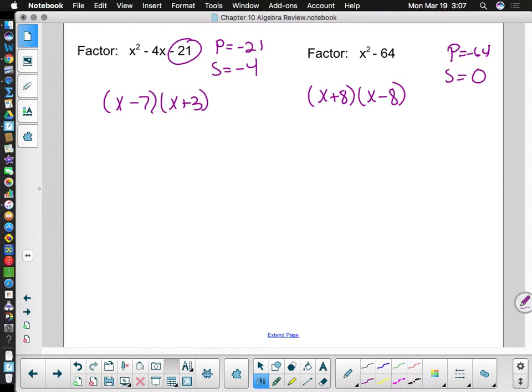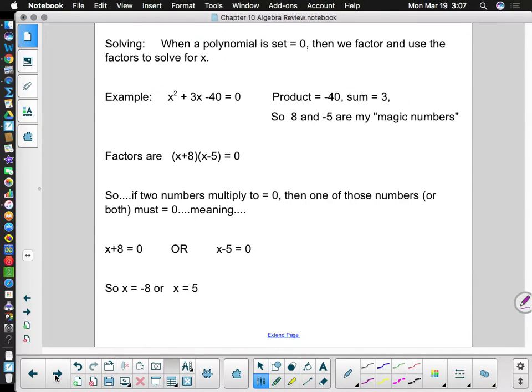Which is a difference of perfect squares. We saw that in multiplying. Now we're seeing it in factoring. All right, so we've FOILed, we've factored, we have one step left, and that is solving. Okay? This is kind of an all worked out example for you.